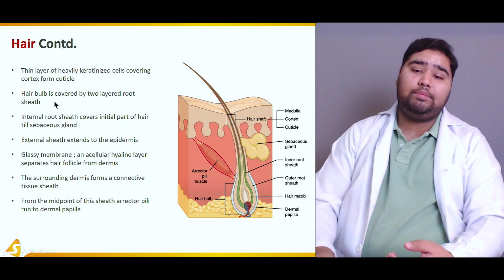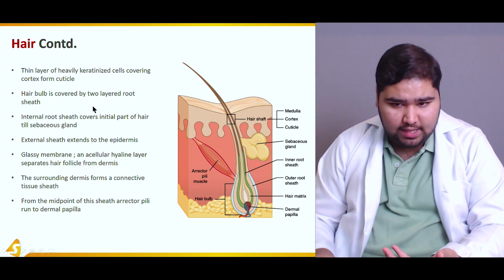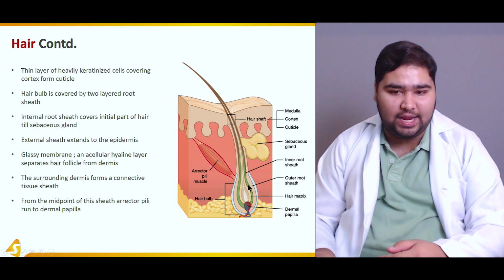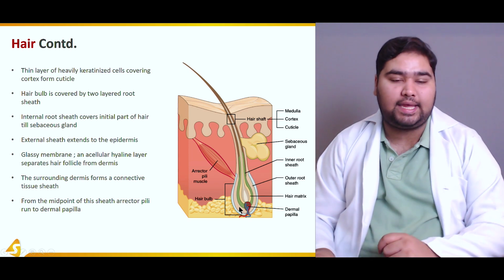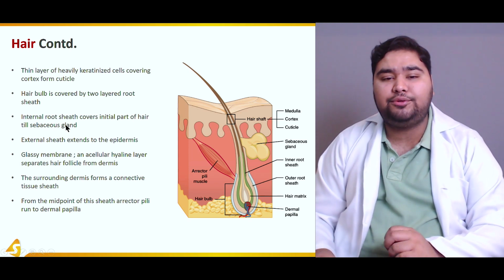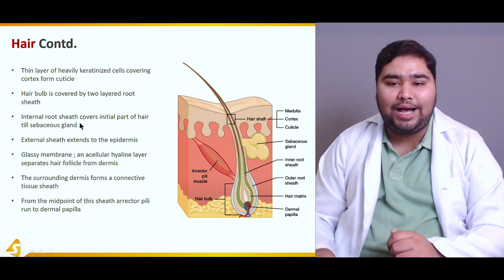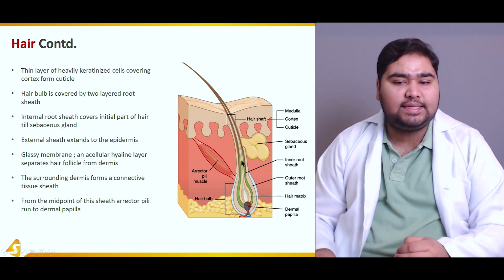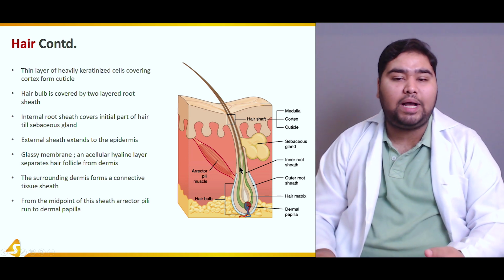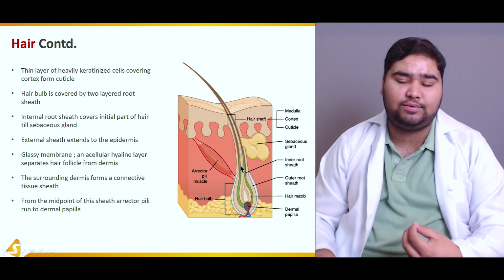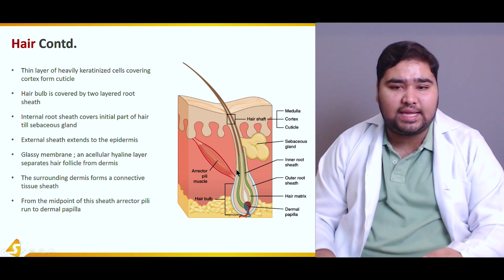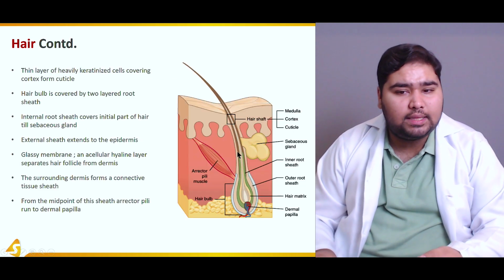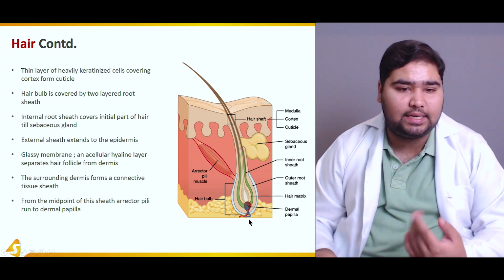The hair bulb is now covered by a two layered root sheath. There's an outer root sheath and an inner root sheath. Inner root sheath is in green and outer root sheath is in this beige skin tone. The internal root sheath covers the initial part of the hair up till the sebaceous gland. You can see it in the figure very clearly. This light green portion that is covering the hair bulb up till the sebaceous gland is the internal root sheath. The external root sheath extends all the way to the epidermis.